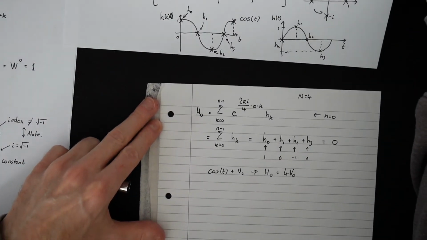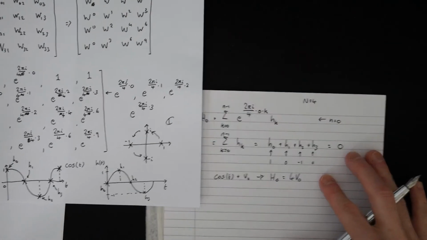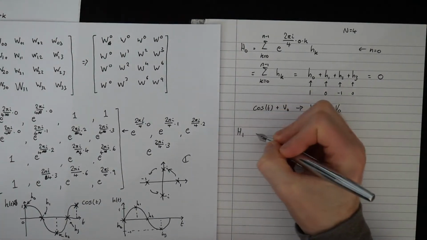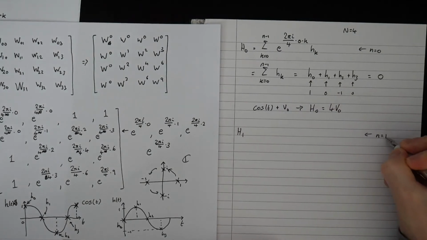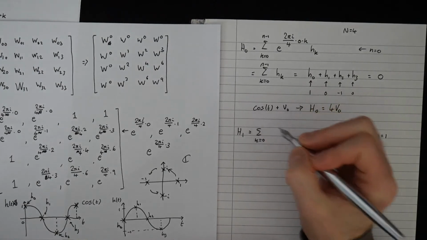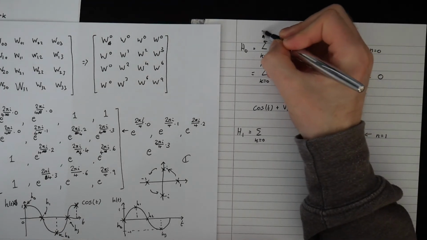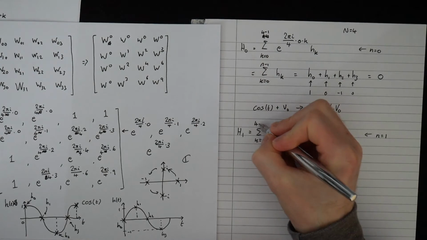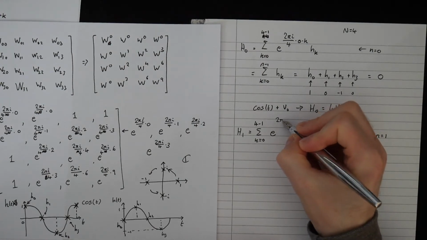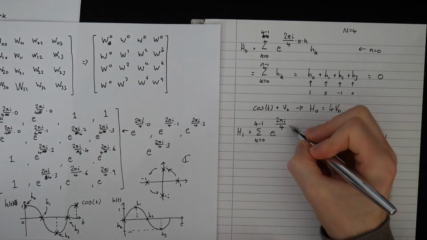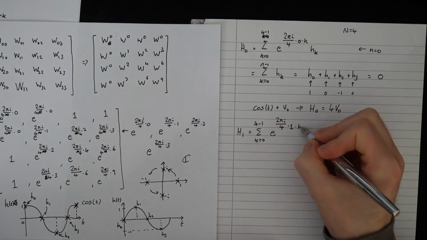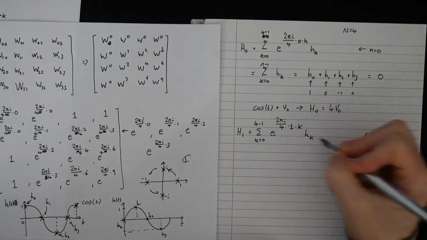So going back to this page, how can I fit it all on the screen like this? There we go. Let's do H1, this is n equals 1. The sum from k equals 0 to N minus 1 of e to the 2 pi i over N times 1 for n equals 1, times k h_k.